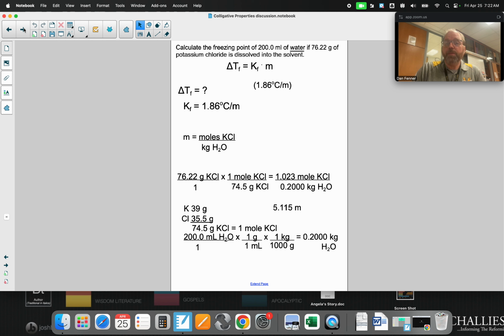Now, I'm going to put that into our problem with 1.86 times 5.115 mol. We divide through, and we get 9.514 degrees Celsius. Now, that's not the freezing point. That's a change in freezing point.